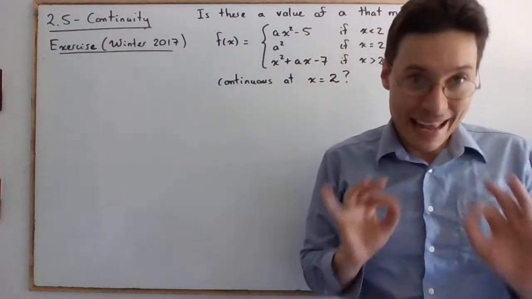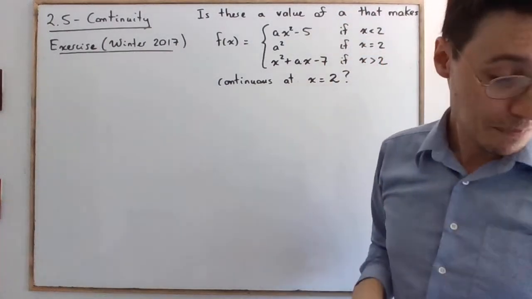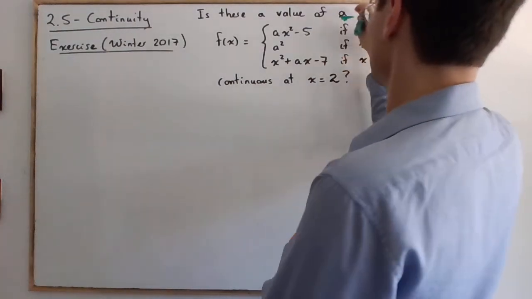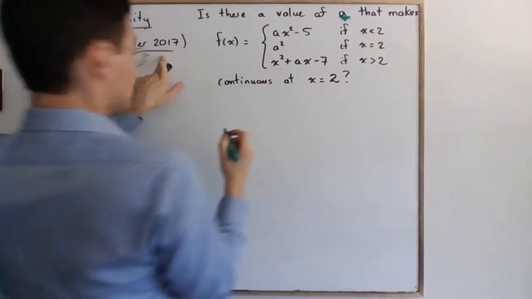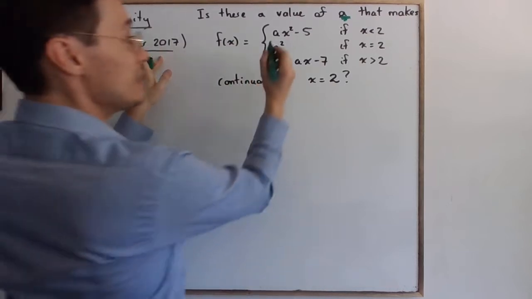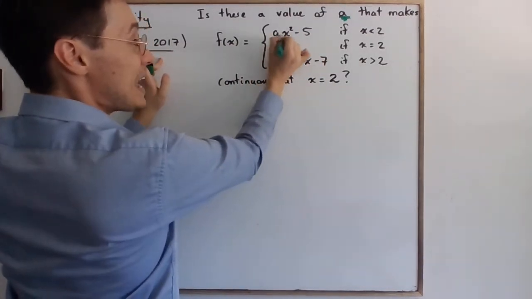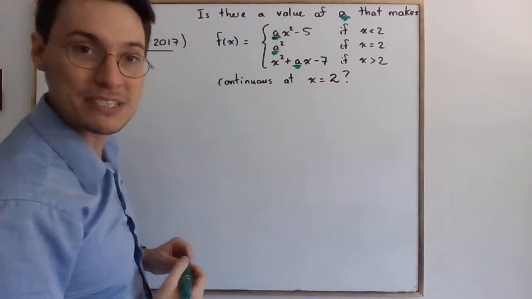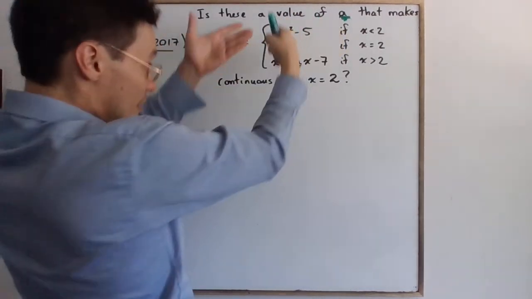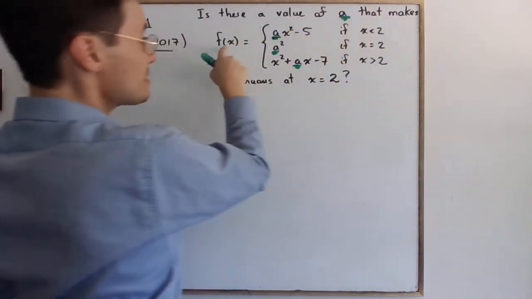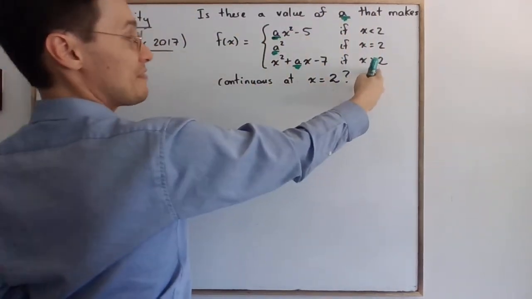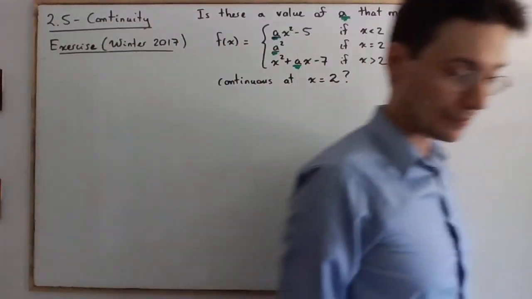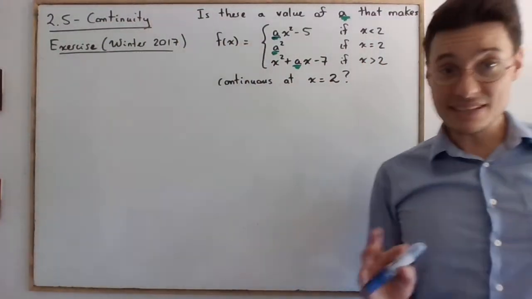Okay, so I hate a as a parameter, but we're stuck with it because that's how the problem has been formulated, like in the past exam, winter 2017. What I'm talking about is this a that is inside the formula over here. It's repeated a couple of times. Is there a value of this a that makes the piecewise function defined here continuous at x equals 2? Okay, not an easy problem.